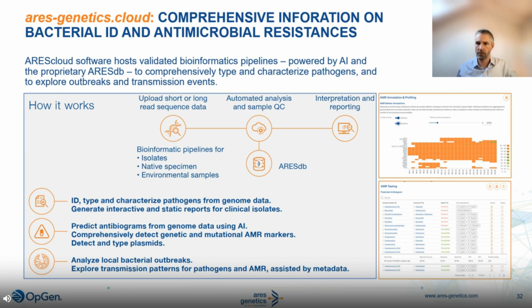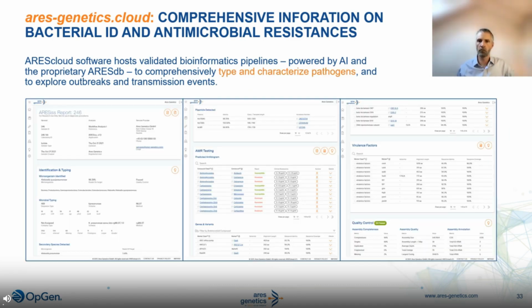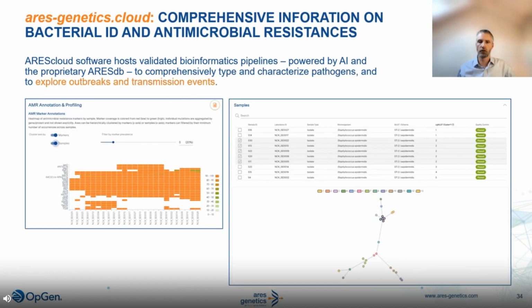To round out the solution, we have enabled users to drill into rich information on individually detected AMR markers, their prevalence, and their prognostic performance. Also included is information on plasmids and virulence factors. All reports, some examples of which are shown on this slide, can be explored online or exported with a click of a button. For convenience, Aries Cloud also includes a set of comparative analysis tools for the investigation of local bacterial outbreaks.